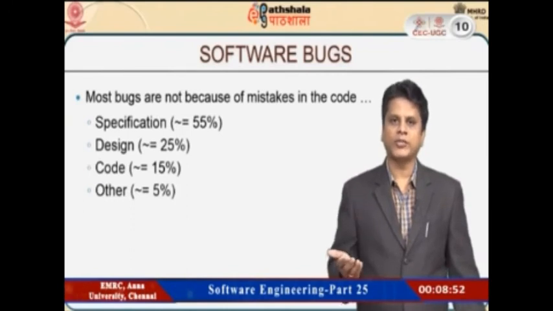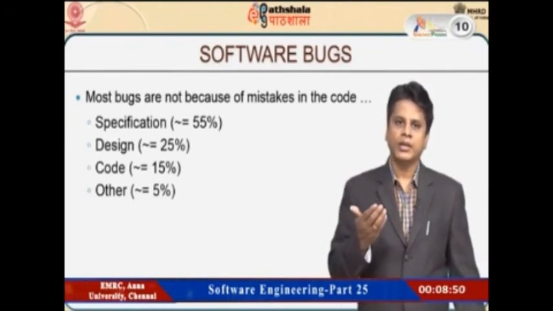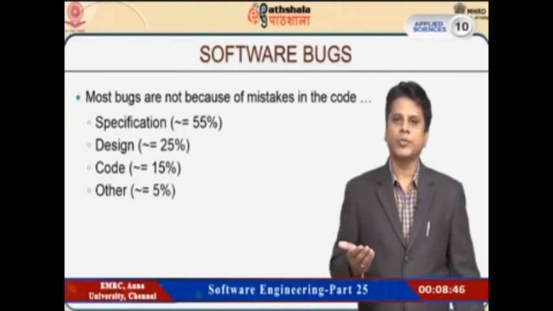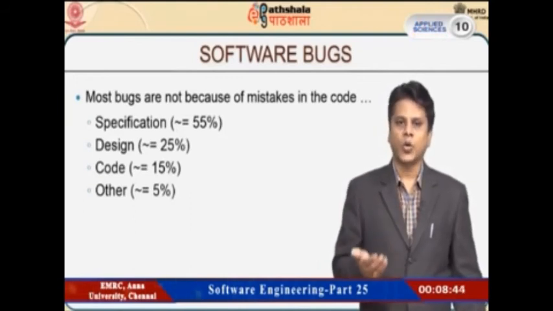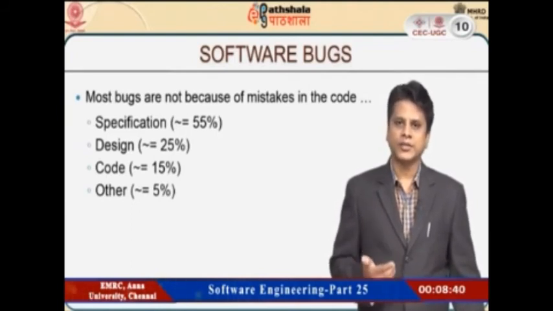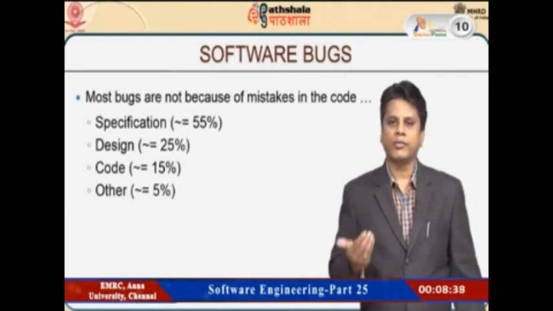Approximately 25% of the software bugs come from the design level. Only 15% happen at the implementation or code level, and the rest, risk management and other stuff, happens at only 5%.